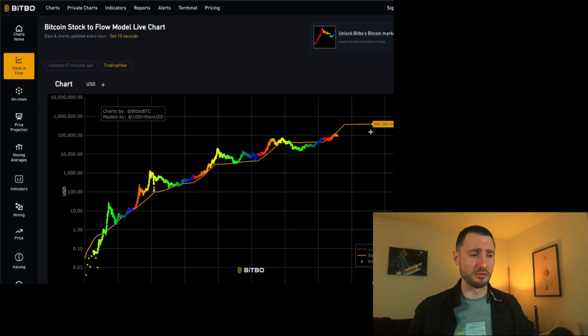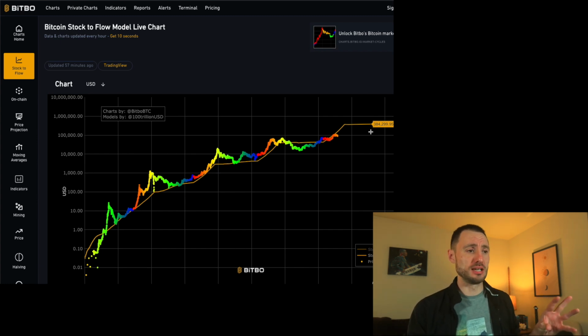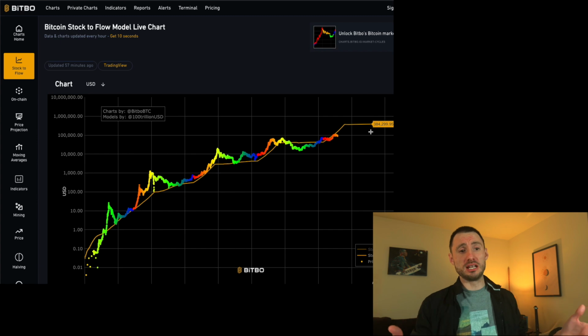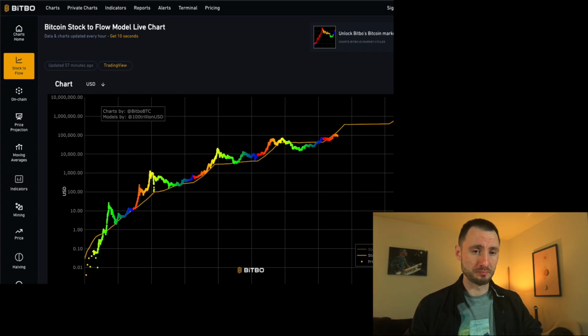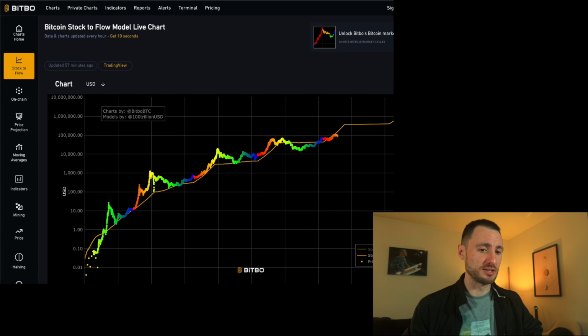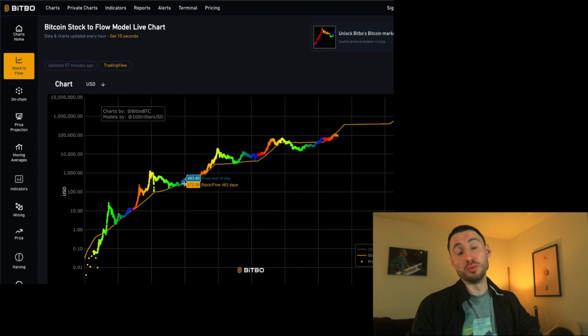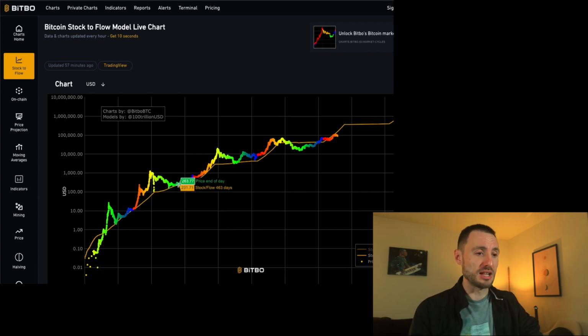So this is the stock to flow chart, and if you've seen it, then you know this chart. The deal with this chart is basically whenever it turns yellow, that's usually the height of it. Whenever it turns green, that's usually the low. That's all you really need to know. I don't want to go too advanced into explaining it, but that's really the main thing that's going on.